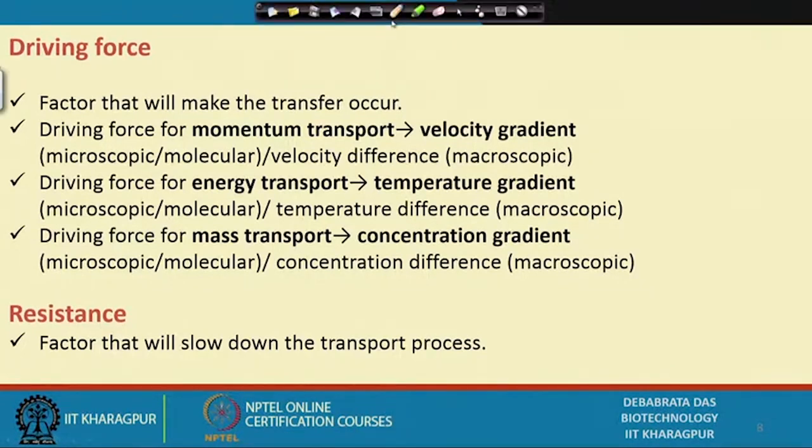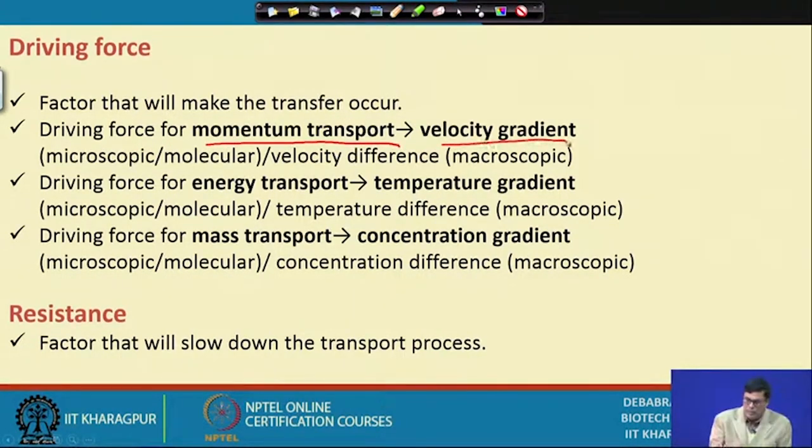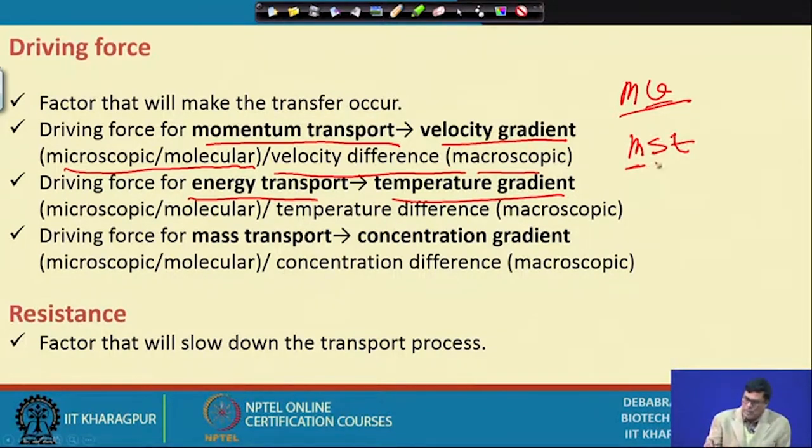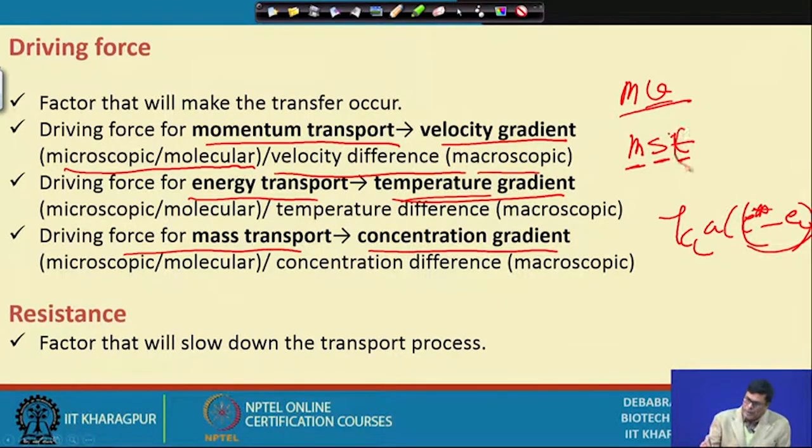Now, this driving force we can explain like this. For momentum transport, the driving force is the velocity gradient, microscopic, molecular and velocity difference. Momentum, as I understand, is mass into velocity, am I right? So the velocity gradient plays a very important role. For energy transport, the driving force is the temperature gradient, we know MST, mass, specific heat and temperature. The temperature gradient plays a very important role. And for mass transfer, the driving force is the concentration gradient, like KLA into C star minus CL. This is the gradient, and here also, T2 minus T1 is the gradient, and here maybe V2 minus V1 is the gradient.